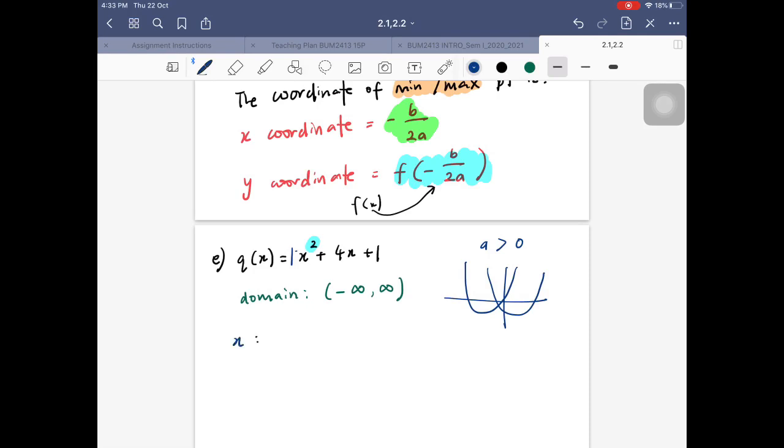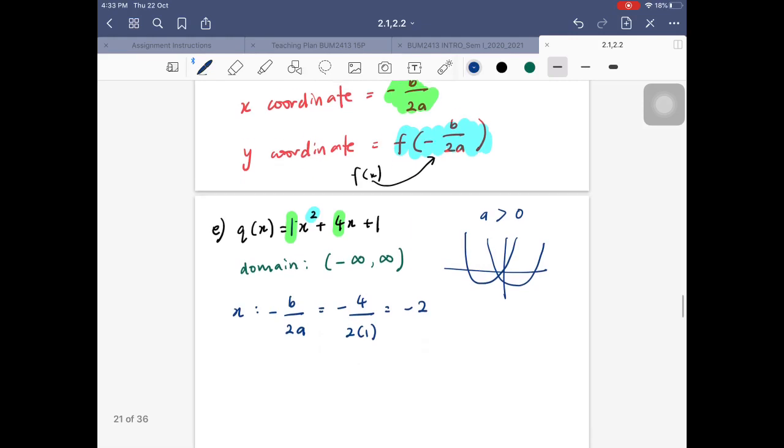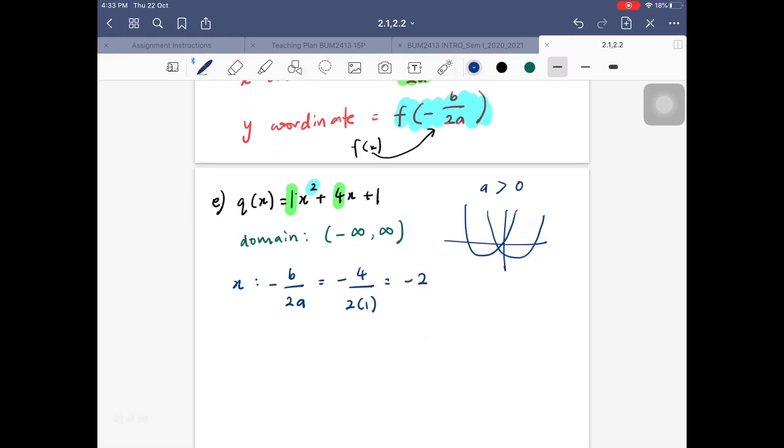So the x coordinate is going to be negative b over 2a. For this case, my a value is going to be 1, and my b value is going to equal 4. So I'm going to substitute. I will get negative 4 over 2 multiplied by 1, which is going to be negative 2. So that is going to be my value of negative b over 2a. So when I want to know my y value, I need to find the function f of negative 2. So what is f of negative 2?